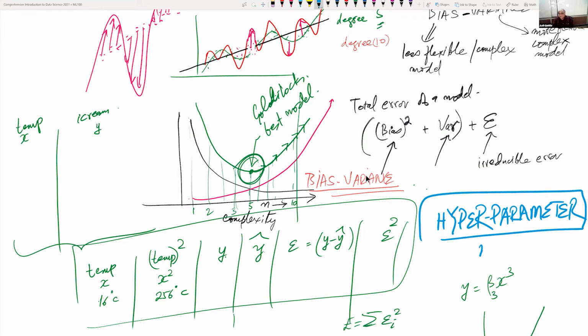So n is the hyperparameter because the machine will not learn n. If you tell it that I'm taking a quadratic equation, your gradient descent or the learning process will find the best parabola that it can fit to your data, isn't it? But what it will not be able to do is tell you what is the right n. That you have to hunt around.